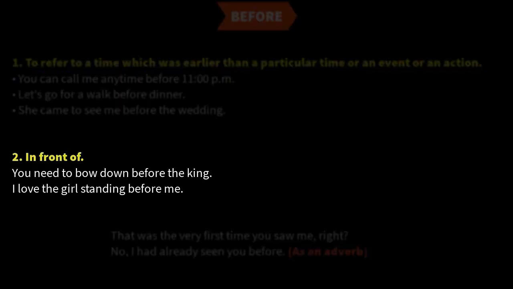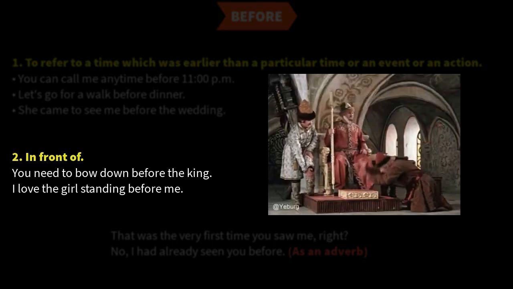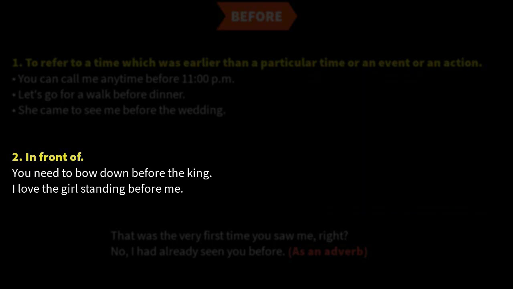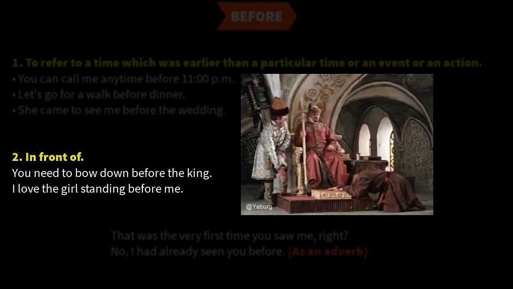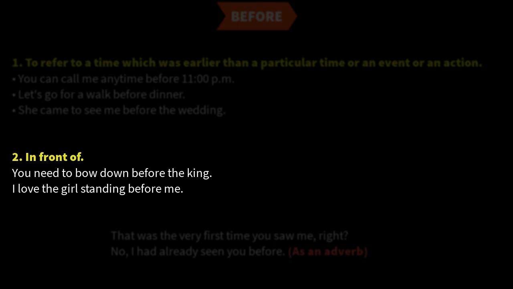One more way to use before is to indicate in front of. It means in front of, okay? For example, you need to bow down before the king. In front of the king, you need to bow down. I love the girl standing before me. You see that? I love the girl standing before me, standing in front of me. So that's how we use before.